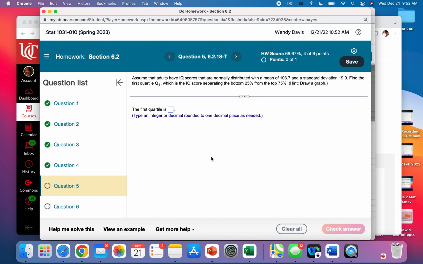Adults have an IQ score normally distributed of mean 103.7, standard deviation 19.9. Find the first quartile, which means 25% is less. The first quartile would mean 25%. Quartiles mean divided into 4 places, so 25% would be less. We're looking for the actual IQ score.